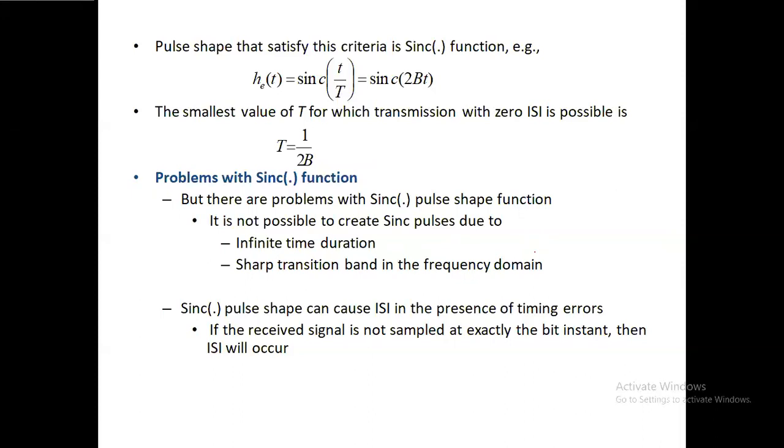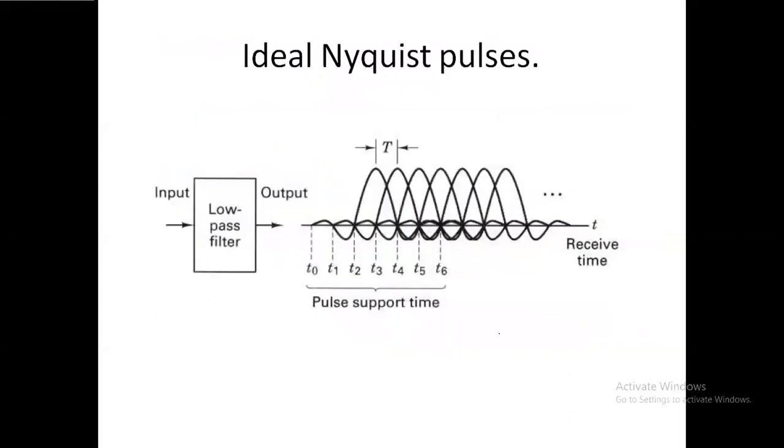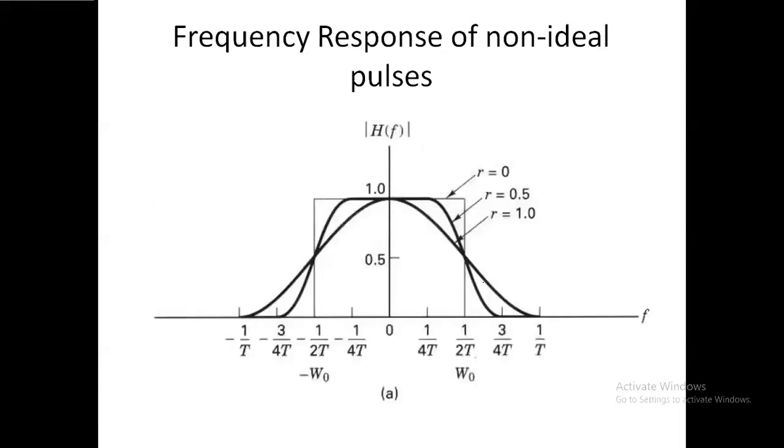To overcome this situation, so this is in fact the subsequent pulses. So there is the input of the low pass filter, and the output would be sync pulses, and you can see the subsequent pulses at time t0, t1, t2, t3, t4, t5, and T6, or these are the sampling instants where we sample these pulses. So these are very sensitive to timing errors.